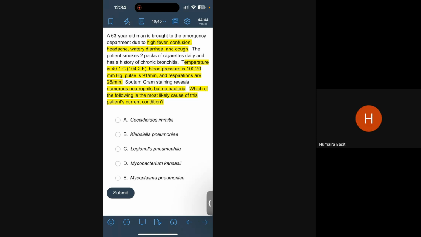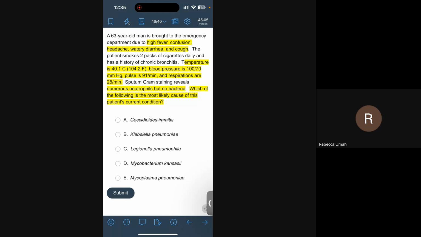First, confusion, because of hyponatremia. We know that for option A, we will not see numerous neutrophils. The main cells which work against fungal infection are the lymphocytes, right? Correct.